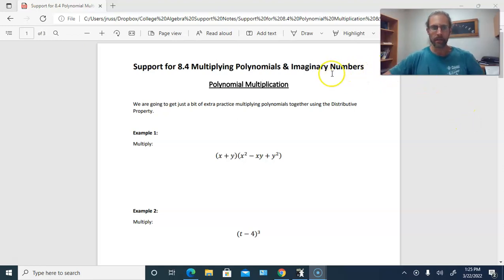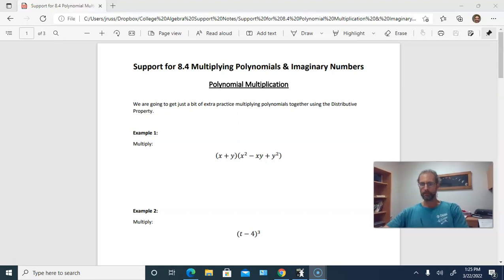Alright, welcome back guys. We're going to look at some preparatory material for 8.4. I think some of this stuff you'll probably already know how to do. Just wanted to review some of it, because in 8.4 we're going to be multiplying binomials and some trinomials a lot, so just get a little bit of extra practice right here.